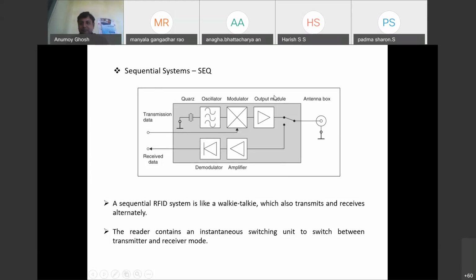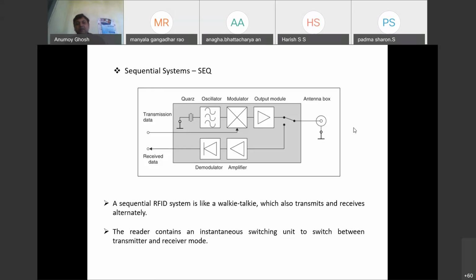Okay. So the third one is the sequential system. Now, as I've told you that, am I audible? Yes, sir.